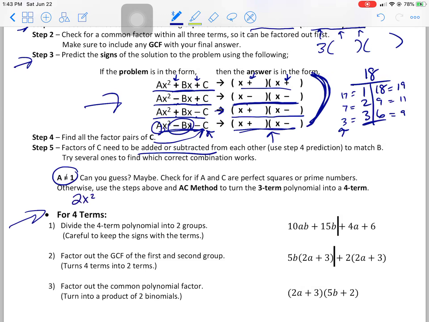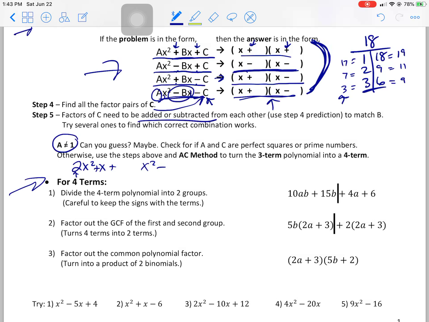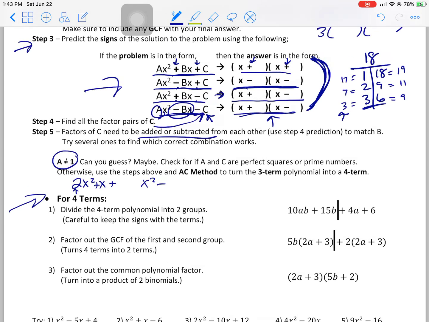So that means you're going to have a 2x squared plus something x plus something or minus something. This 2 is your A term. Most of the time, it'll start with an x squared, something, something, something, okay? But if it's a hard one to factor, I'm going to guess and check these. Most of them you might be able to guess and check if you have perfect squares or prime numbers. So 2 would be easy because you know that your 2x would have to go here and here, okay?